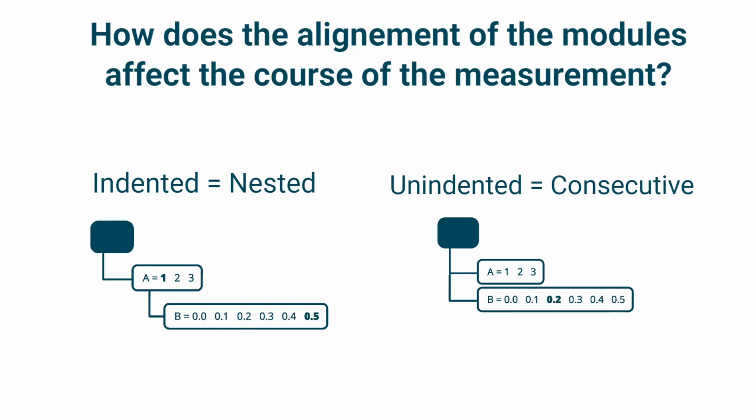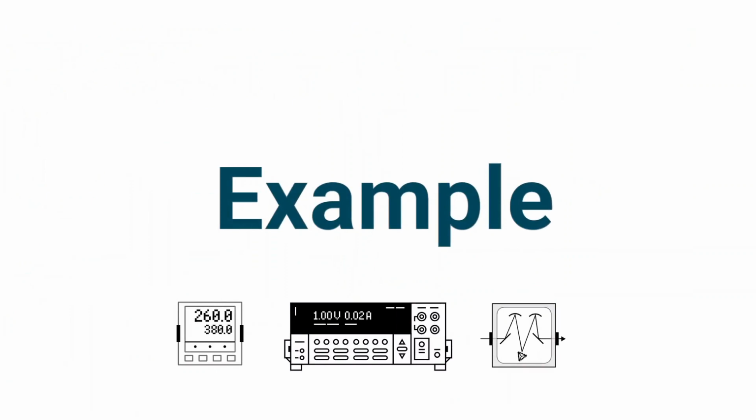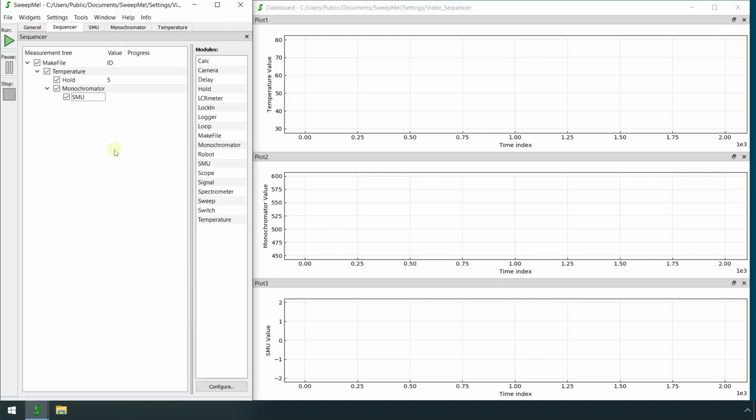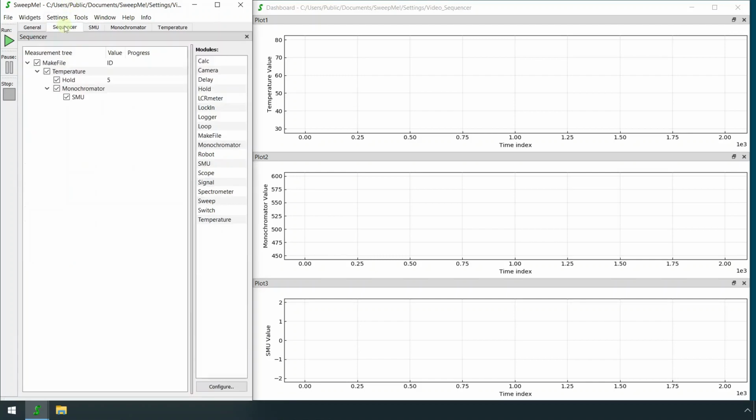Let's have a look at our example. We will mimic all devices using the modules sweep and loop. Thus, you can repeat it on your own without the need of the real devices. We set up a sweep over 5 different temperatures and 10 different wavelengths. Furthermore, we set up the SMU to measure a 40-point IV characteristics. The hold module is set to 5 seconds.